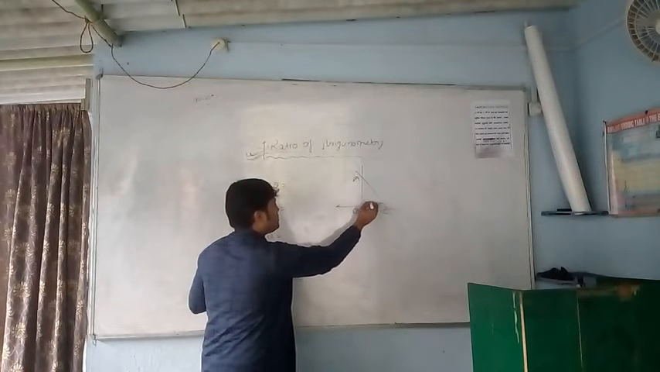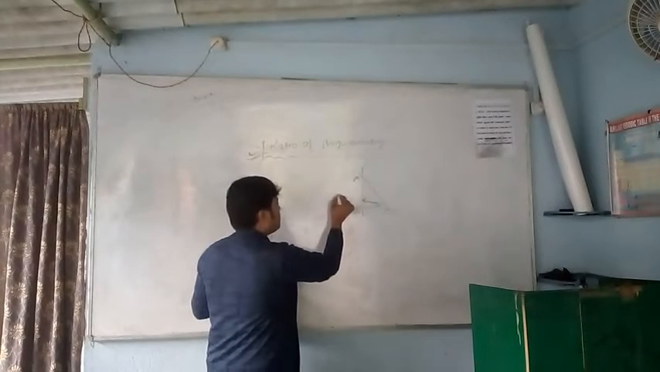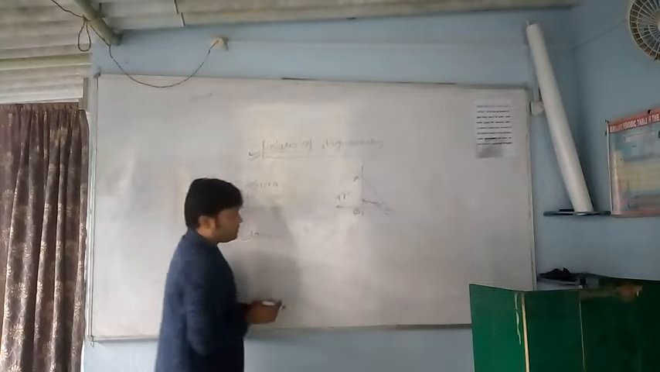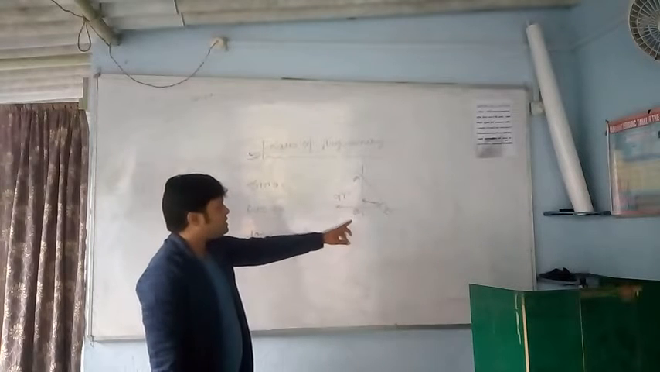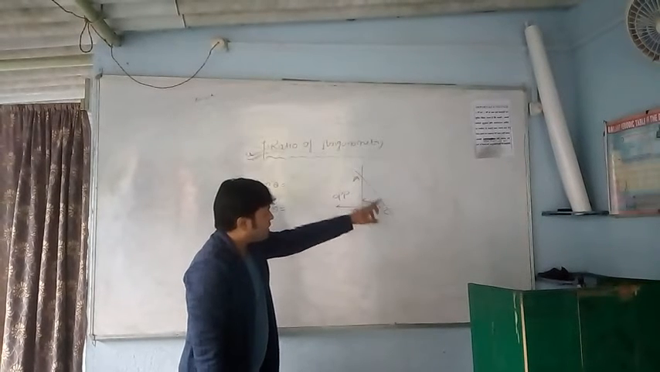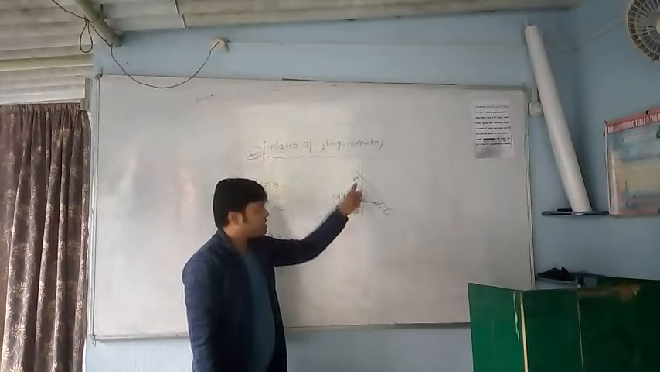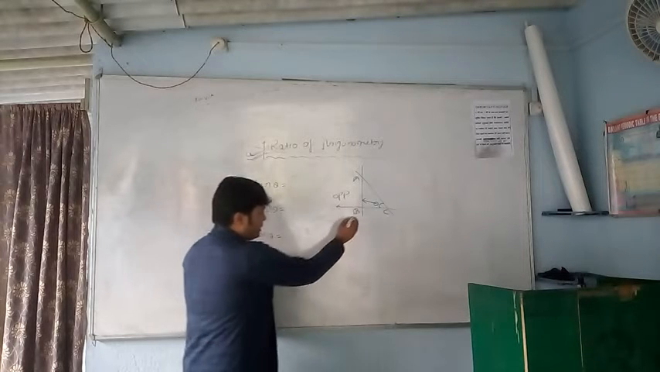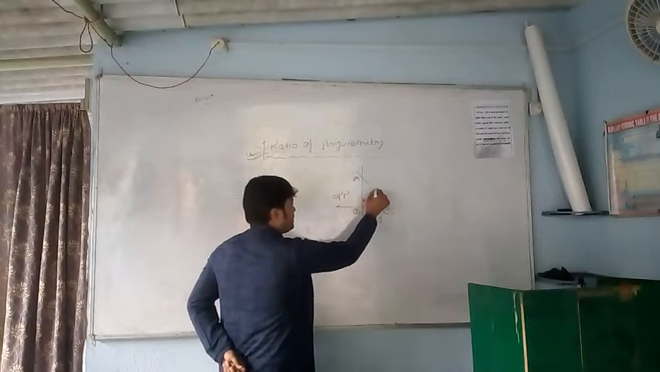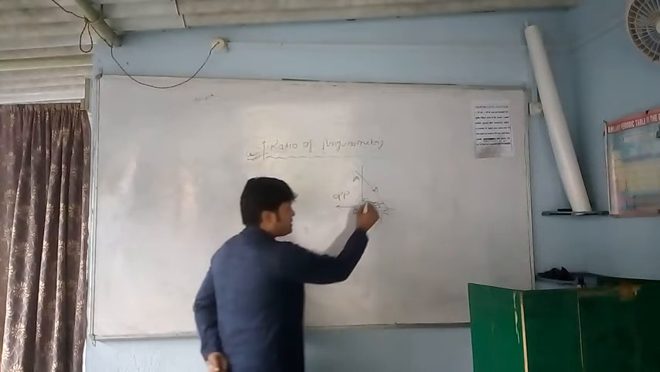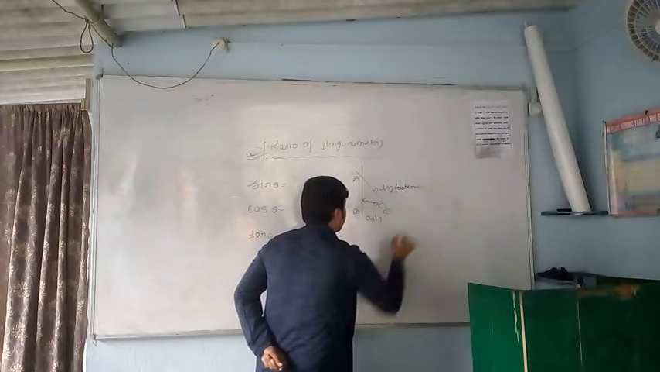The side opposite theta is called the opposite side. It means here the angle ACB is theta. Then the side opposite theta, AB, is called the opposite side. And this one is the adjacent side. So AC, what's AC? AC is the hypotenuse.